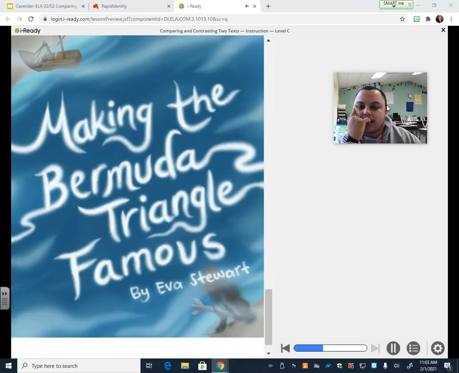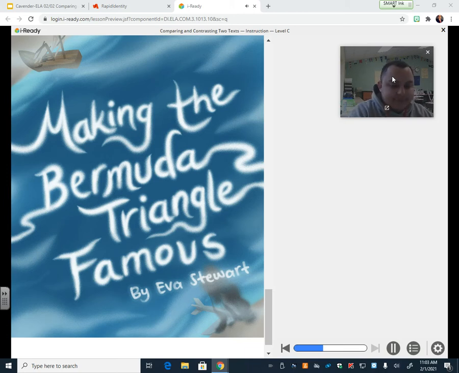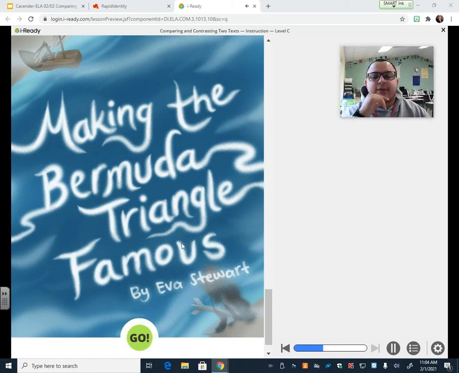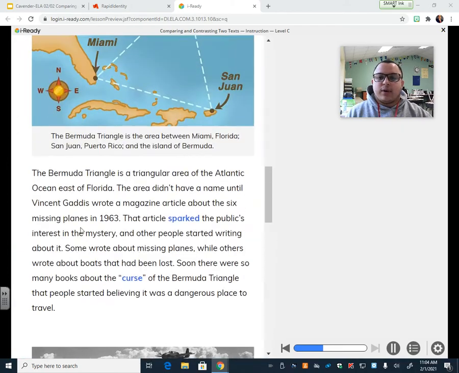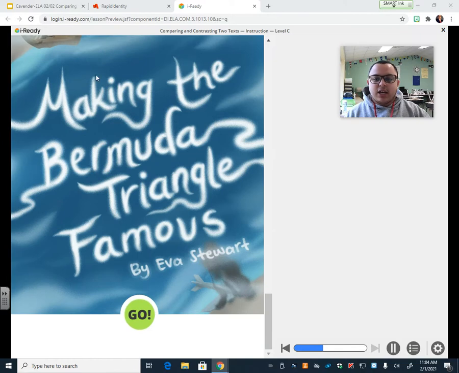Now, read Making the Bermuda Triangle Famous by Eva Stewart. All right. While you read, you'll compare this passage about the Bermuda Triangle to the one you just read. So we have already listened to the first one, and that was the Bermuda Triangle mystery. Now we're going to listen to Making the Bermuda Triangle Famous, and we're just going to compare and contrast the two while we are reading.